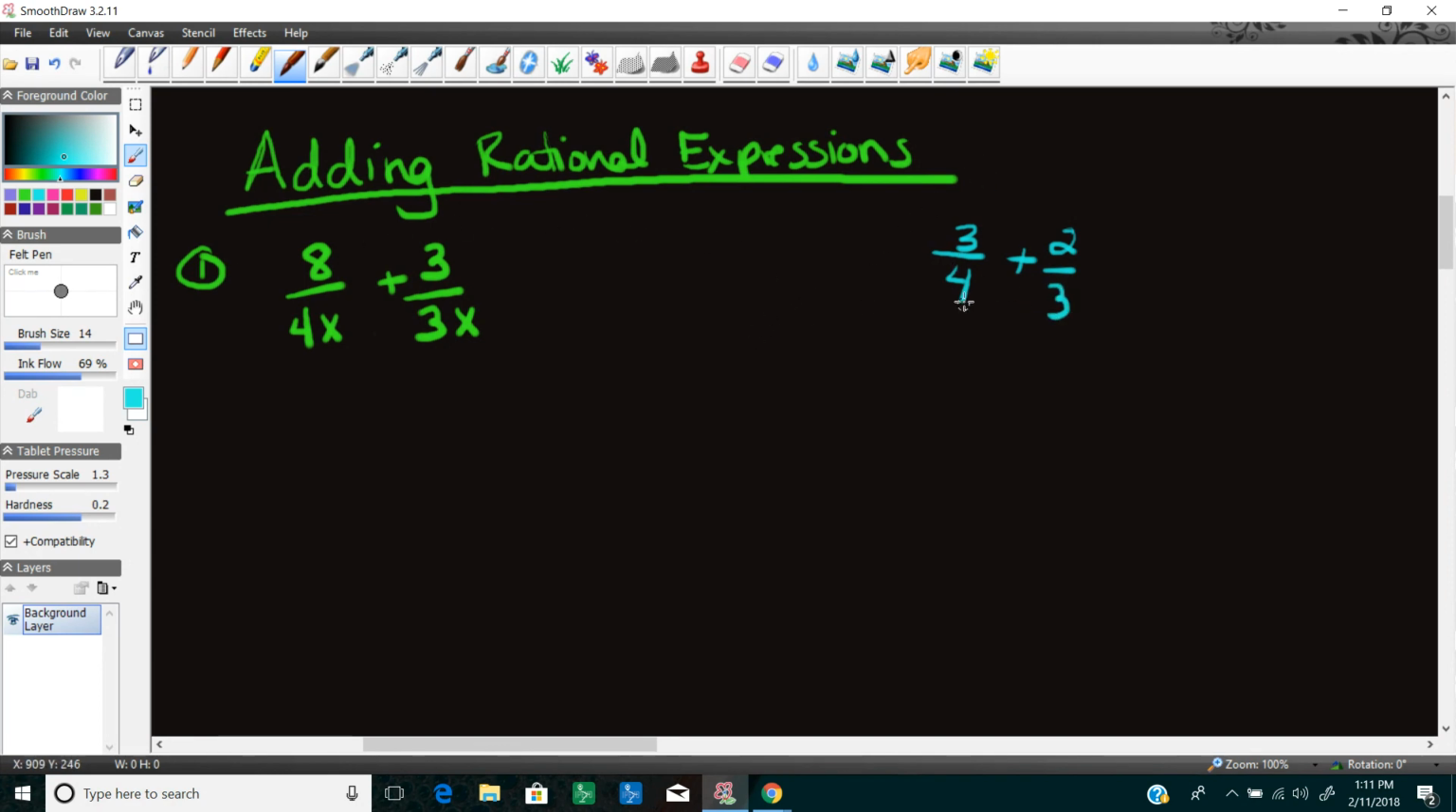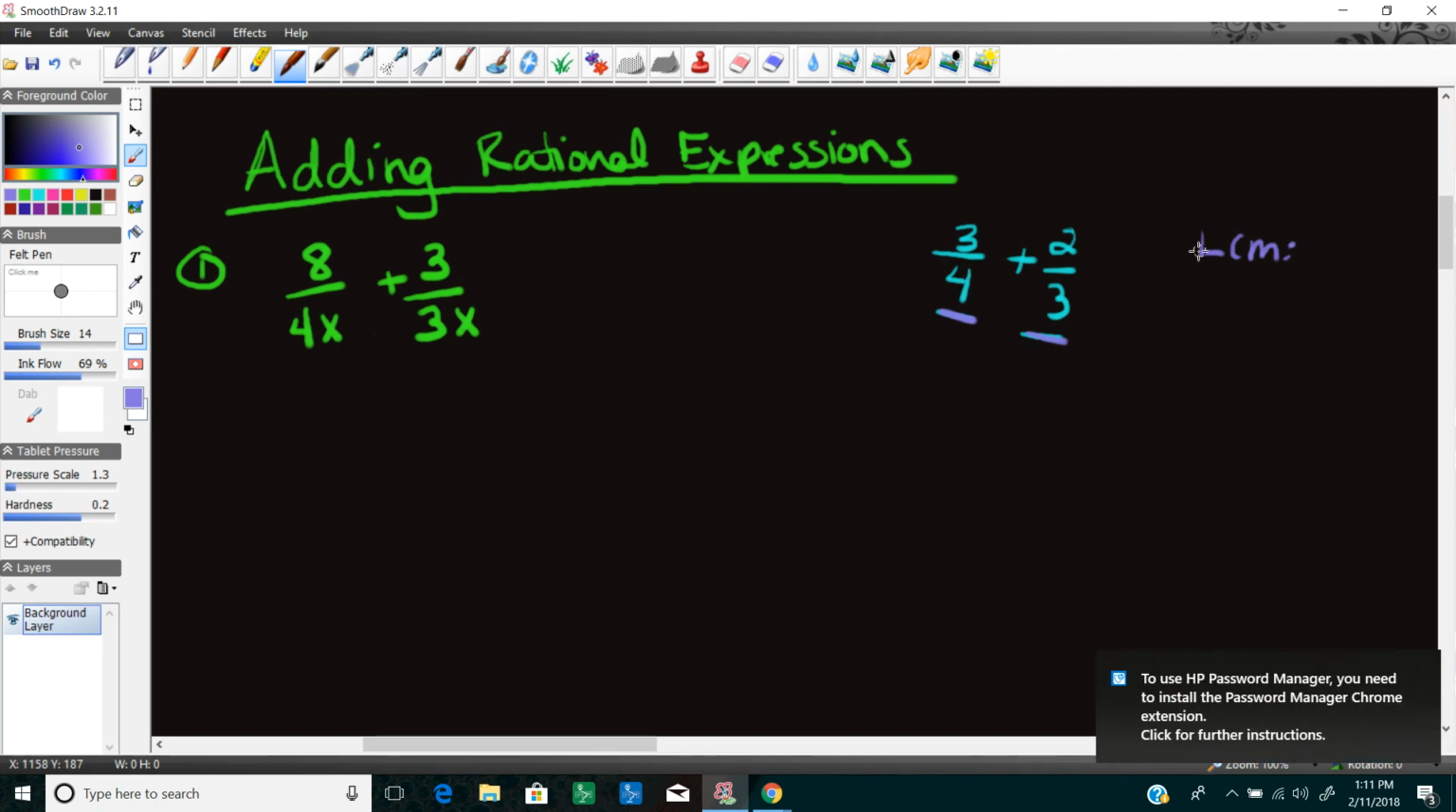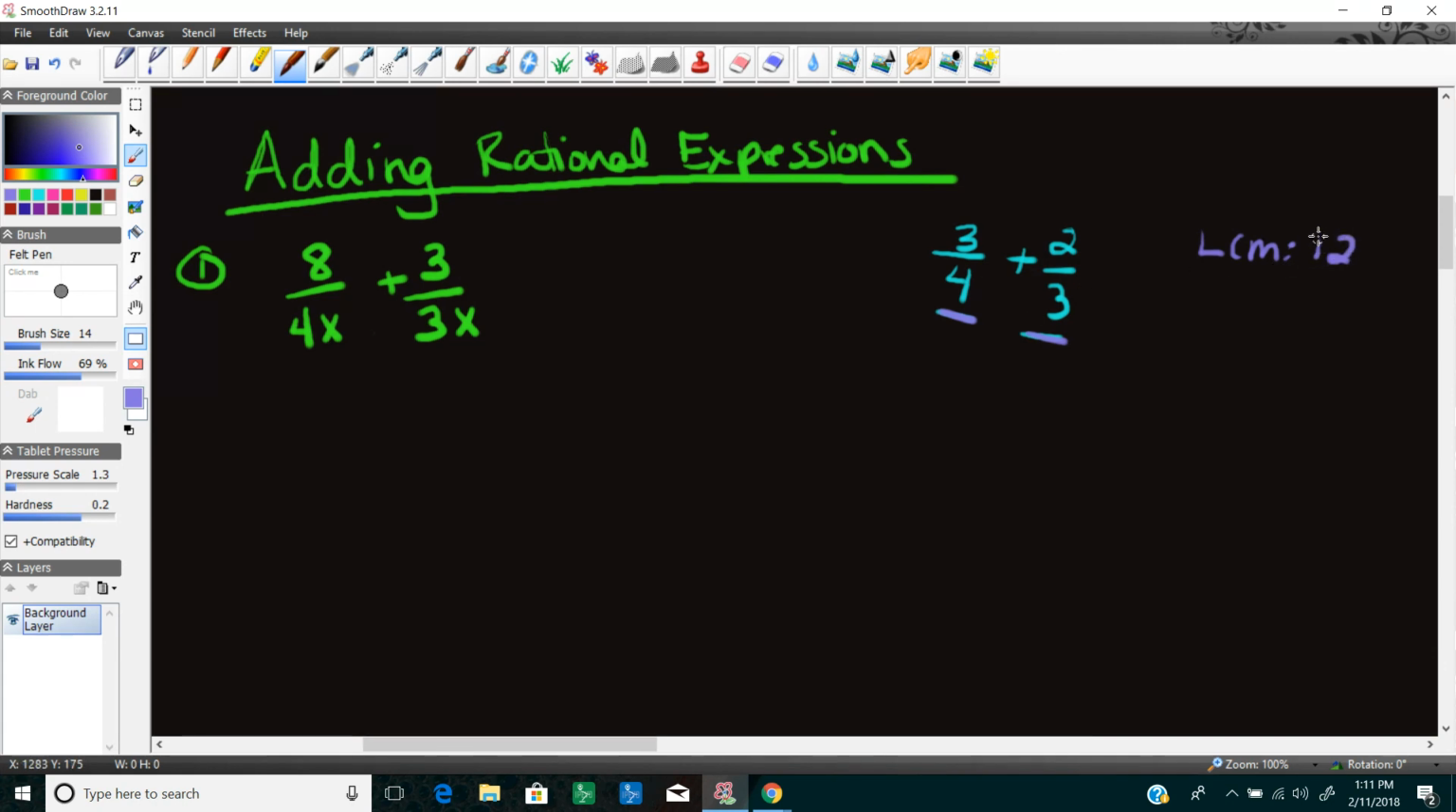In this case, we cannot add them right away because we have what's called a different denominator, so 4 and 3 are not the same. So what we do is we find a common multiple. We can call this the LCM, least common multiple, that both 4 and 3 go into, so we can make these with the same denominator. I know that 4 and 3 both go into 12, so I'm going to change them to fractions in terms of 12.